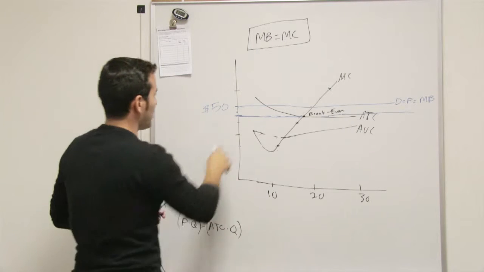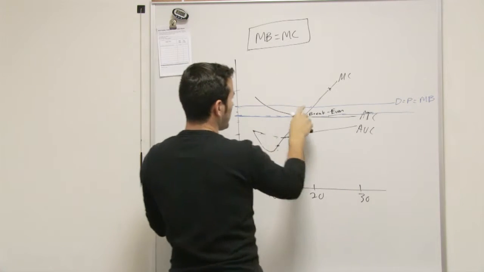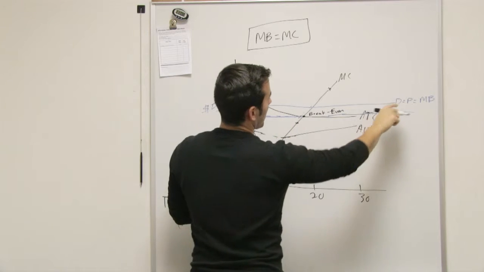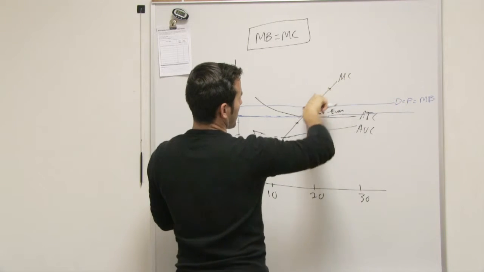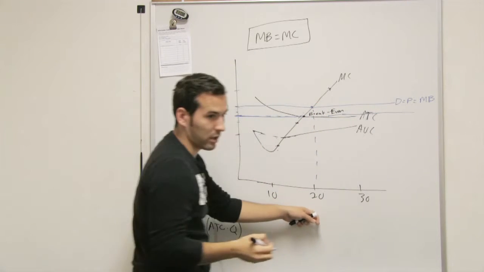Because I could say right here, if it was $50, I know I'm going to produce where my marginal benefit, which is this curve, intersects my marginal cost. So I'm going to produce this. So maybe that's a quantity of 20, right?